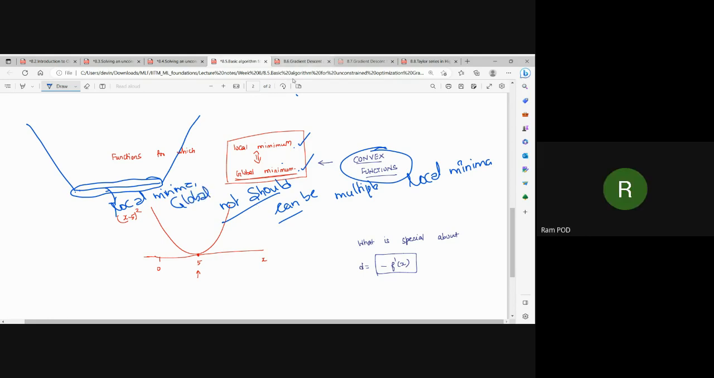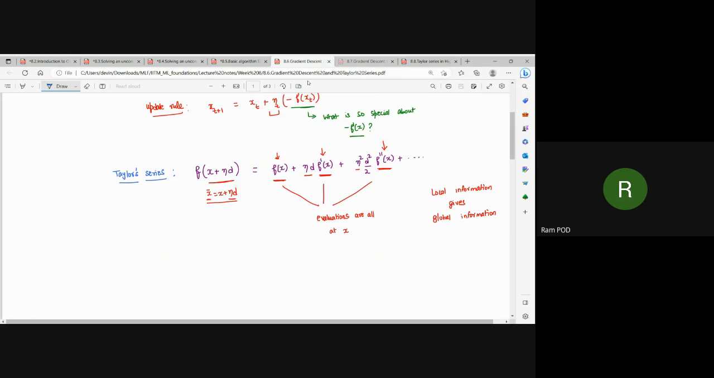Okay, clear? Yes, perfect. So for the Taylor series, the beauty is that when you have any function f of x plus eta d, and you want the function value at any point, if you know all the evaluations at some particular point x, that is f of x, f dash f x, f double dash f x, and f triple dash f x, you can get the function value at any point. That's what this Taylor series gives.